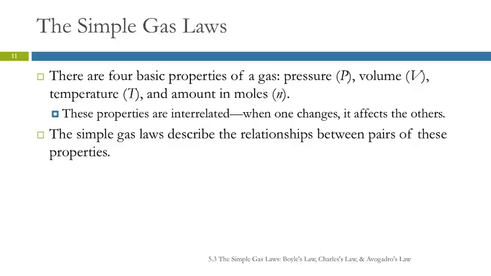Simple gas laws. Gases have four basic properties, which translates to four variables in the equations. There's pressure, which we call capital P, volume is capital V, temperature is capital T, and amount in moles is not capital M, because what's capital M? Moles per liter. So moles is n.